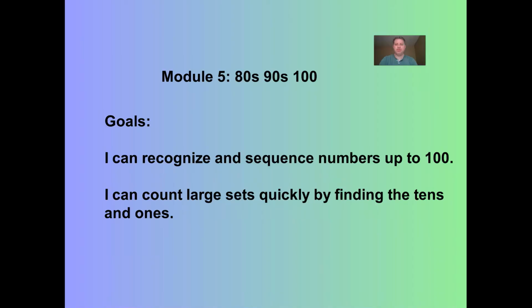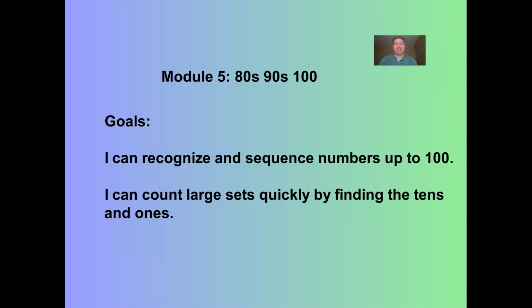60. All right, friends, today we're going to be working with the numbers in the 90s family, the 80s family, and the number 100. Let's get started. Our goal is I can recognize and sequence numbers up to 100. So not only can you name the numbers from 1 to 100, but you can also put them in order, okay? I can count large sets quickly by finding the tens and the ones.